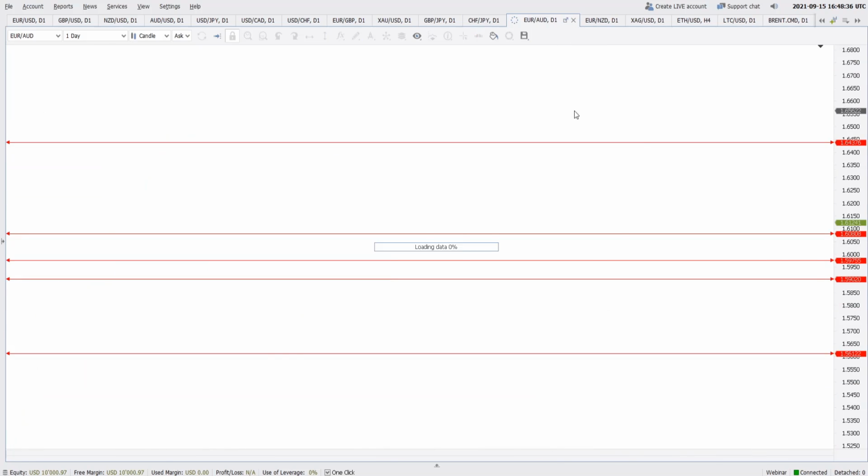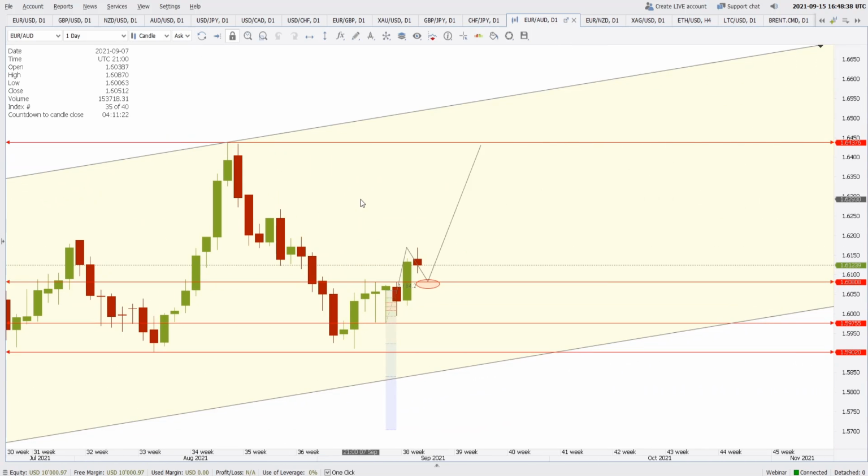Talking about the EURAUD, no surprises here. Yesterday we saw a close higher than 1.6080, and after a close higher, we are expecting the market to pull back to this level to give us a fresh support where we can open the buy position in the direction of 1.6437 actually. So this is what we are waiting for in this market.